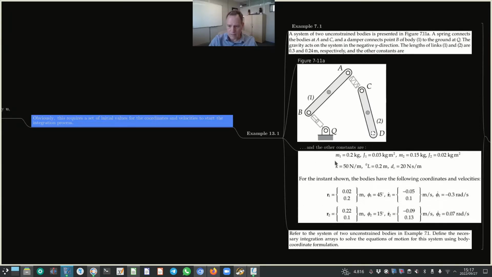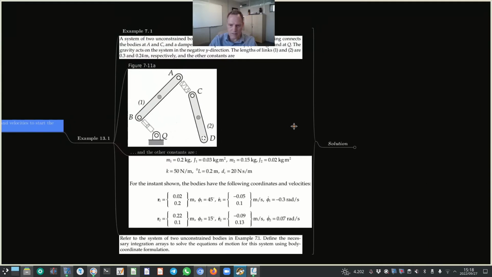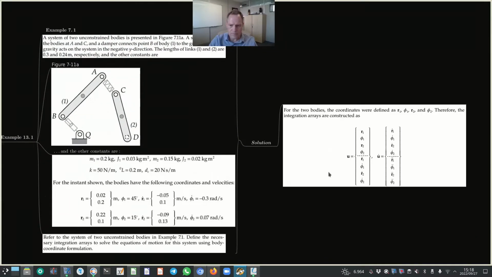Okay, so a lot of detail, but we are merely interested in defining the necessary integration arrays to solve the equations of motion using body coordinate formulation. Right, so let's look at what that solution looks like. Very simple. For the two bodies, the coordinates are defined as r1, phi1, r2, and phi2. Therefore, the integration array u is constructed as consisting of r1, phi1, r2, phi2, r1 dot, phi1 dot, r2 dot, and phi2 dot.